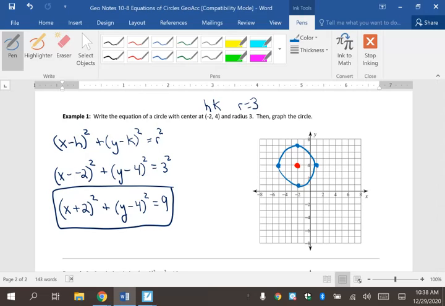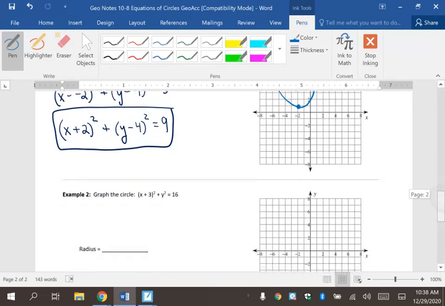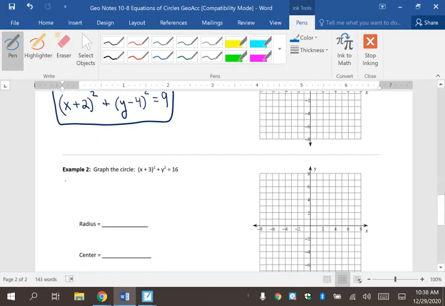Example 2, we want to graph this circle. In order to graph a circle, let's go ahead and write down the general equation of a circle. And that is (x - h)² + (y - k)² = r². So in this problem, r squared equals 16. Take the square root of both sides. When you take the square root of both sides of an equation, take the plus or minus. So we get plus or minus 4. But the radius is just a distance, so we'll just use the positive value. So the radius is 4.